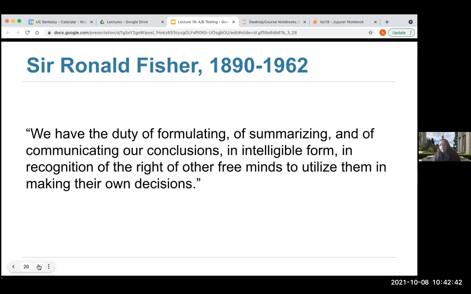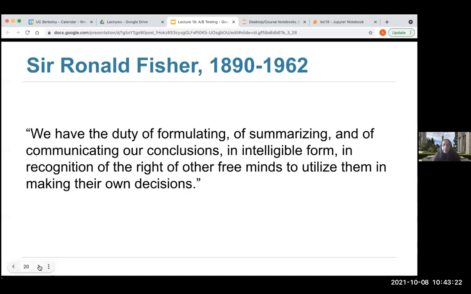Look at what he's saying. We have the duty of formulating, summarizing, and communicating our conclusions in intelligible form, in recognition of the right of other free minds to ultimately make their own decisions. Does that seem to you like a person who is didactic, who will say, no, you have to use this particular threshold and no other, you cannot think for yourself? Quite the opposite, right? He is giving us the respect of saying, you guys are smart, you make your own decisions. So where did the 5% come from then?